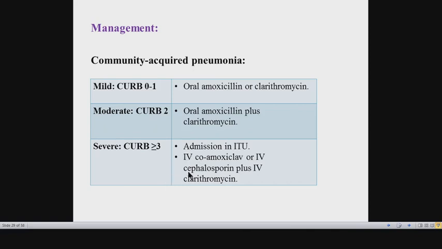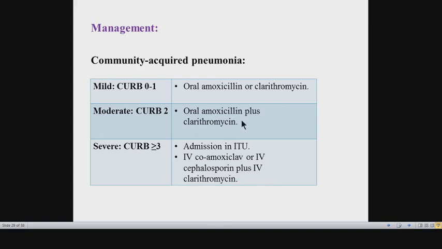And it should include either IV co-amoxiclav, which is a combination of amoxicillin and clavulanic acid, or you can give an IV cephalosporin antibiotic like cefuroxime, for example, or ceftriaxone. Cefuroxime is a second generation cephalosporin, and ceftriaxone is a third generation cephalosporin. And you will combine one of these two drugs with IV clarithromycin, which is a macrolide.